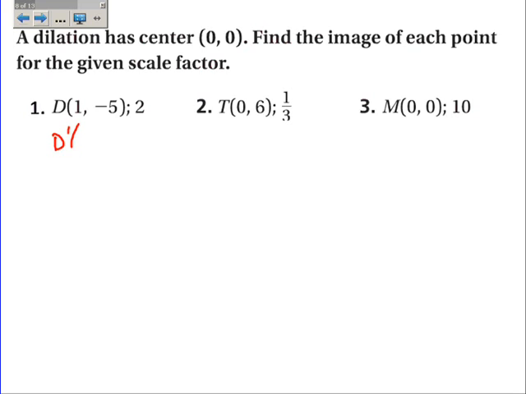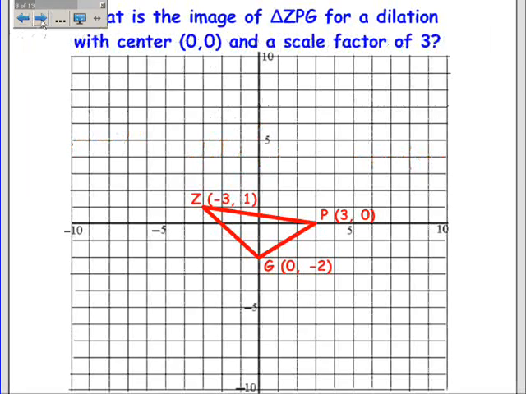So D prime will be equal to 1 times 2, which is 2, and negative 5 times 2, which is negative 10. Number 2, T prime will be 0 times 1/3, which is 0, and 6 times 1/3, which is 2. And 3, M prime, 0 times 10 is 0, and 0 times 10 is 0, so it's 0, 0.